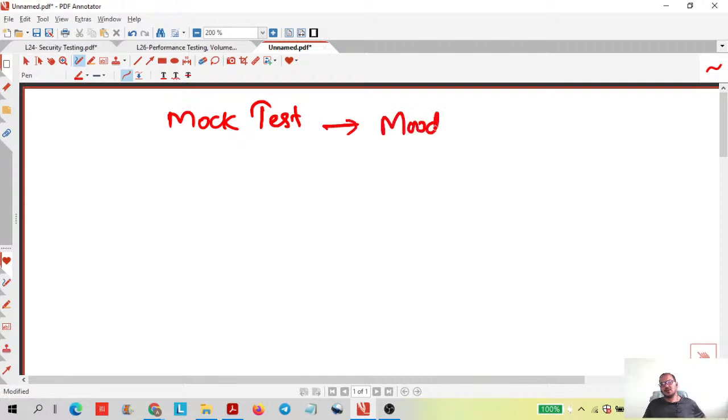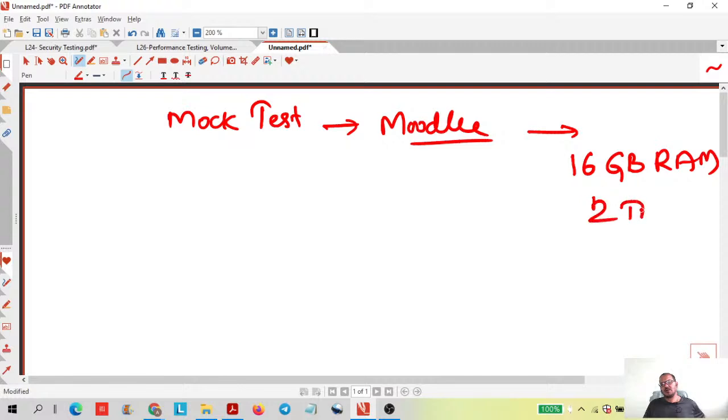And the Moodle configuration, I think 16 GB RAM is there. 16 GB RAM and 1 TB or 2 TB hard disk, I think.